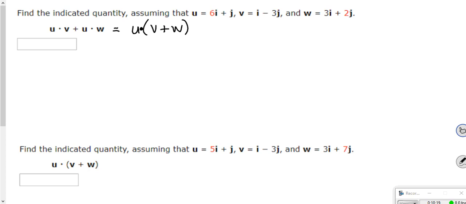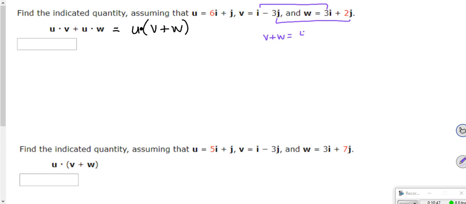We just have to remember if we're talking vectors, we're not talking about a single number times another number. We're talking about a dot product. So you can factor out the u, and add the v and w together first. So that's probably what I'm going to do. Let me first of all add my v and w together here.